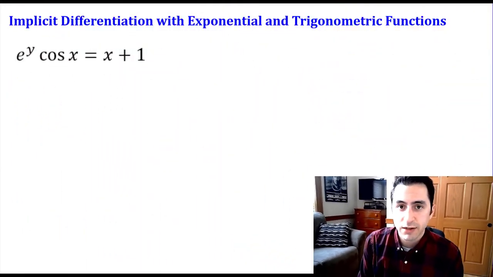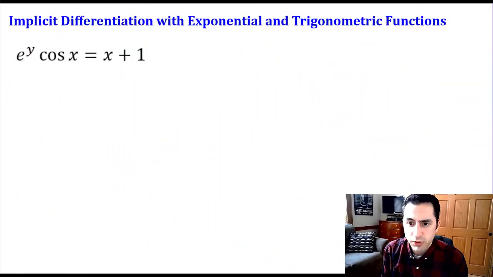Hey everyone, in this video we're going to be doing an example where we use implicit differentiation to find the derivative of an equation that's defined implicitly but also includes some of our other functions, namely exponential and trig functions. So again, the process for implicit differentiation: we take the derivative of both sides with respect to x, and then we solve the resulting equation for dy over dx.